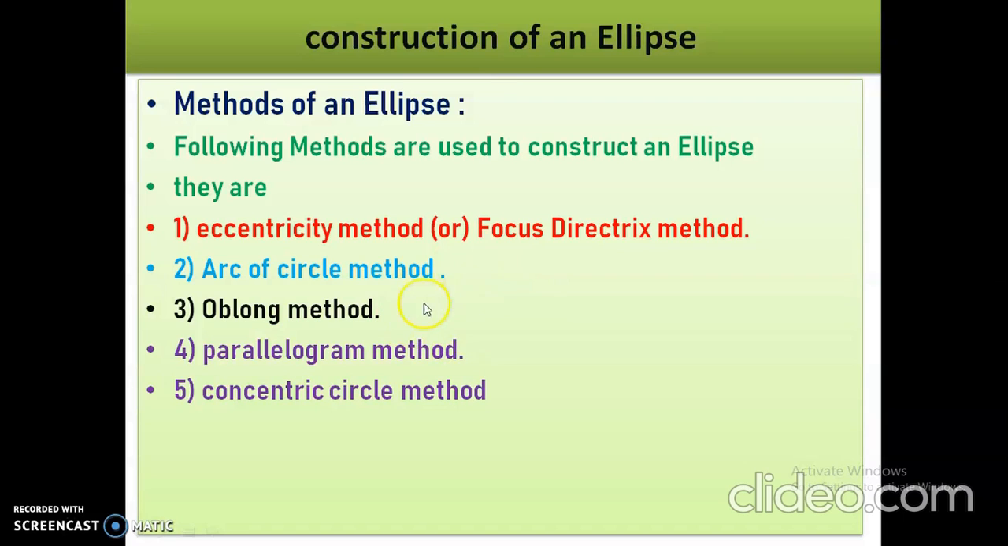If you want to construct an ellipse, we have 5 methods, but from our syllabus point of view, we have only one method, that is the general method. It is called the general method, eccentricity method or focus directrix method. So once again, listen: according to our syllabus, we have only one method, the general method or eccentricity method or focus directrix method. So let us see the first method, the eccentricity method or focus directrix method.